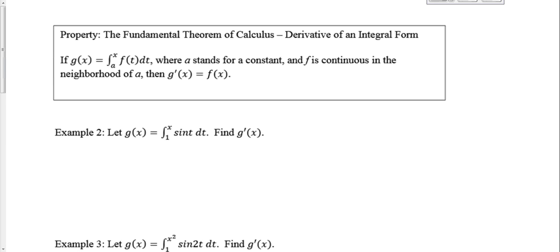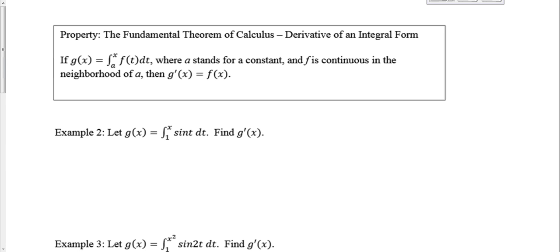Here is another property. So we're moving on to a different topic right now, and that's the fundamental theorem of calculus, and this is the derivative of an integral form. So what this says is if we've got g of x is some function where it's the definite integral of f of t dt from a to x. A is a constant and f is continuous within this interval. Then the derivative of g of x should be f of x. Okay, so let me look and see what that means.